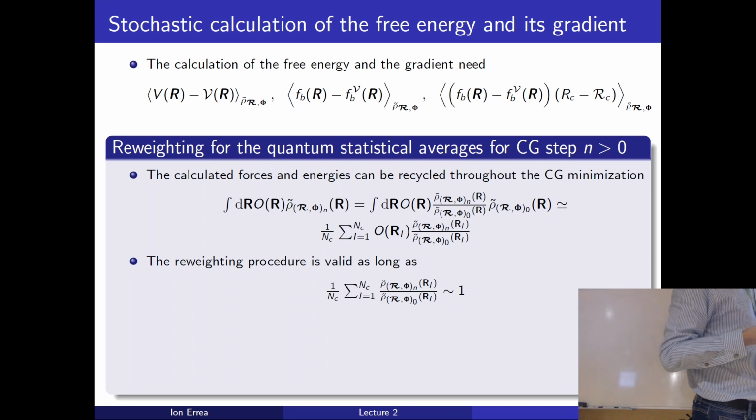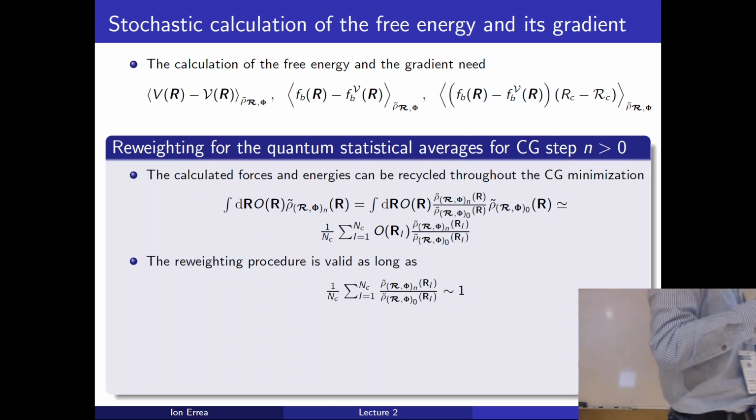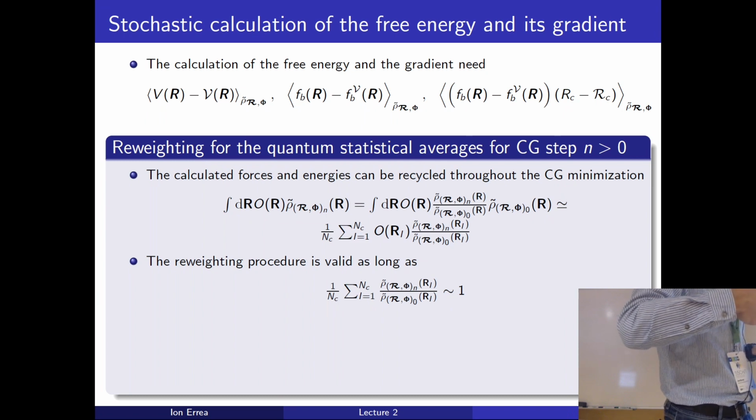When is this valid? This is valid when, let's say, if we put here the operator equal to 1, this has to be equal to 1. Because if I remove this, this integral is normalized to 1. So if this integral is equal to 1 or is close to 1, I'm okay with that.